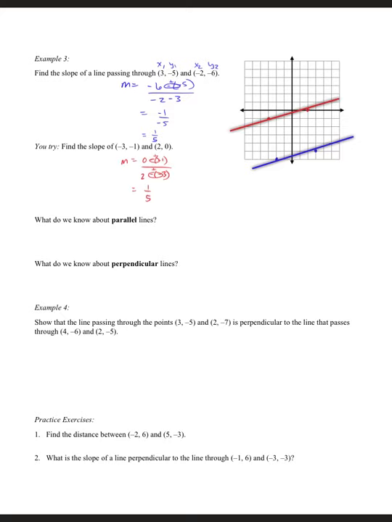You will notice that when we find the slope of this, we also get 1/5 for this one. And then when we look at it, we can tell that these lines are going to be parallel to each other. So the next thing here says, what do we know about parallel lines? We're going to say that they have the same slope.